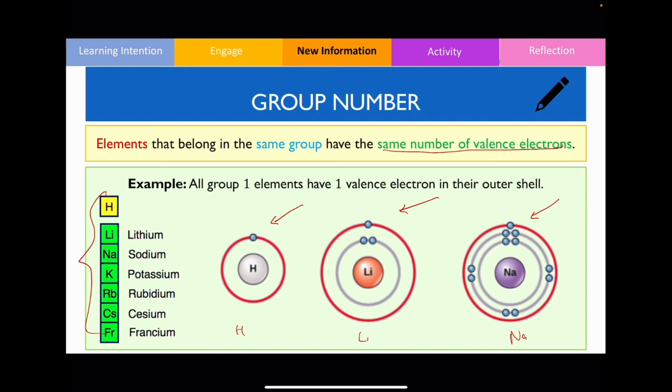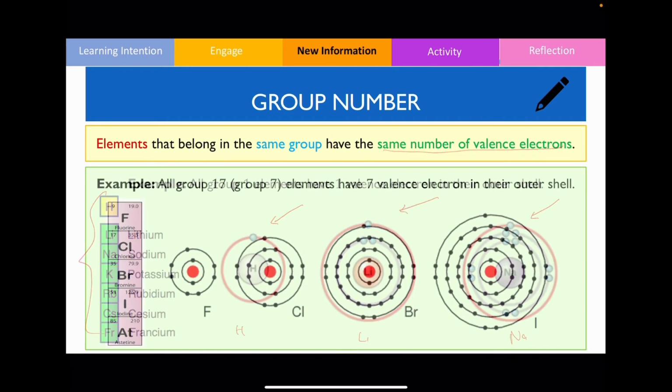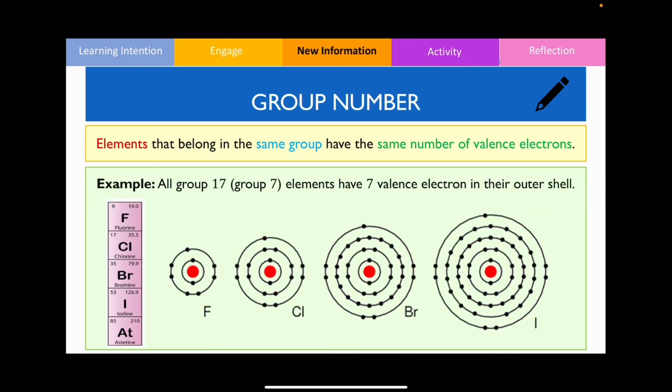Let's also look at another group to see whether it follows this trend. In this example over here, I've got the elements fluorine, chlorine, bromine, and iodine, and all of these elements are found in group 7 or group 17, however you like to label it. In these examples, notice that all of these elements contain 7 valence electrons on their outer shell.